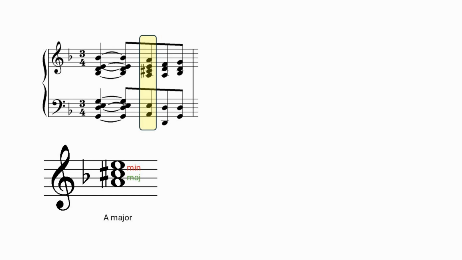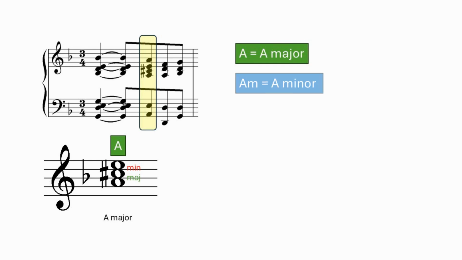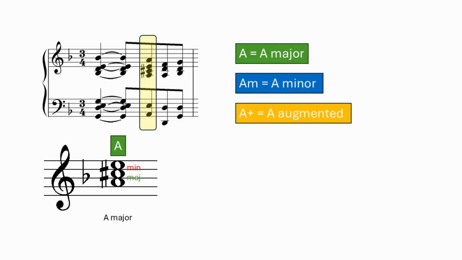Written as a chord symbol, major chords are just written with the letter name, so just A for this one. A chord of A minor would be written as Am, capital A, and then lowercase m for minor. A augmented would be written with a plus symbol, or sometimes a little triangle, and A diminished is written with a little o, like a degrees sign.